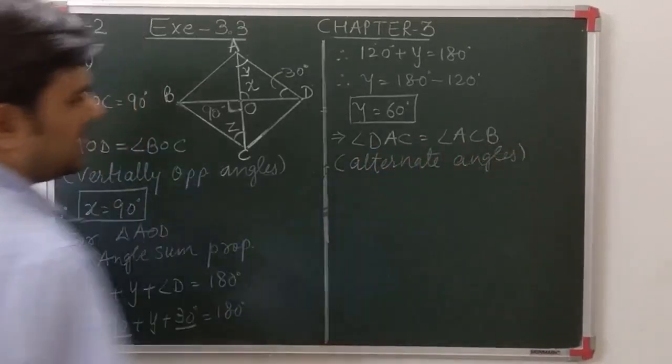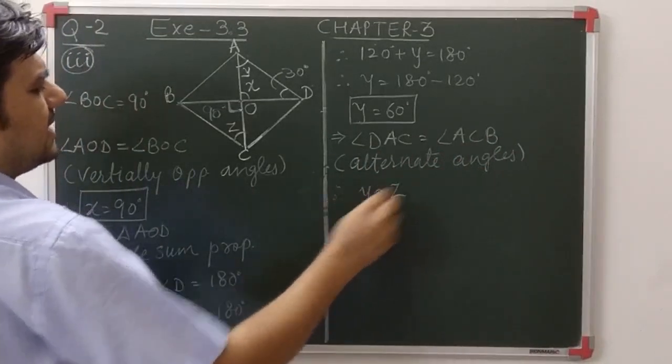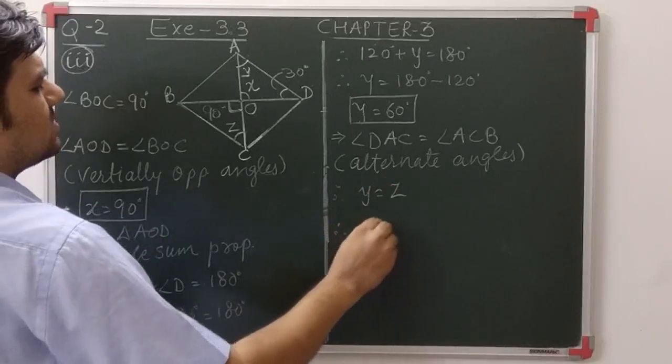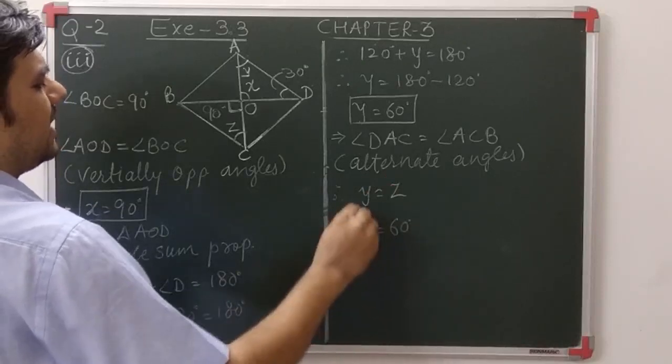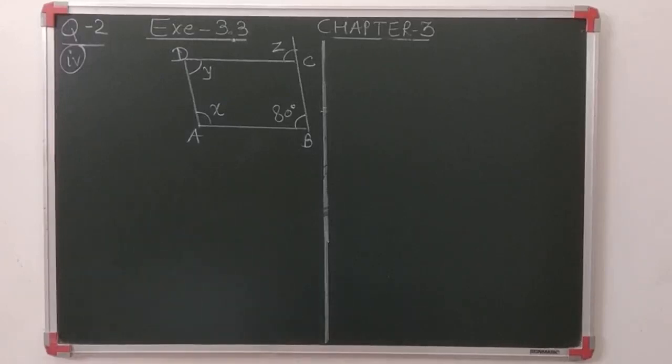And a pair of alternate angles are equal. Therefore, we can say Y is equal to Z. As the value of Y is 60, we obtain the value of angle Z is also 60. So remember, this one is better than the first two questions. Let's see the 4th question.